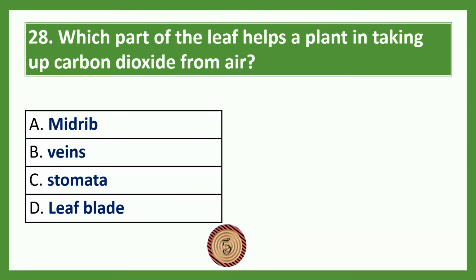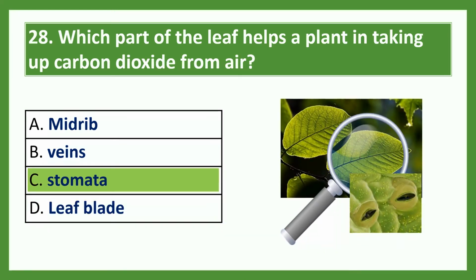Which part of the leaf helps the plant in taking up carbon dioxide from air? Option A, midrib. Option B, veins. Option C, stomata. Option D, leaf blade. The answer is stomata. In this picture, we can see that the leaves have small openings called stomata that helps in exchange of gases.